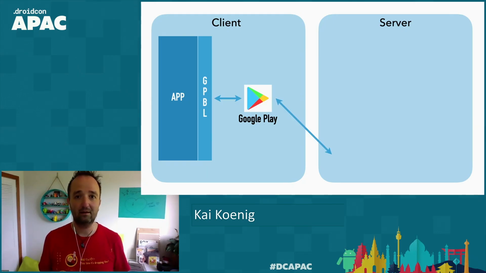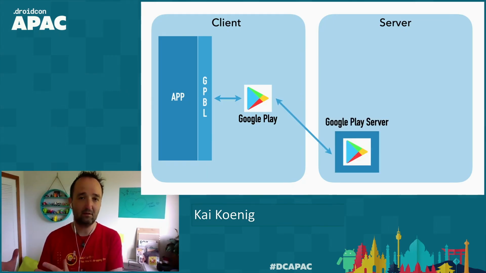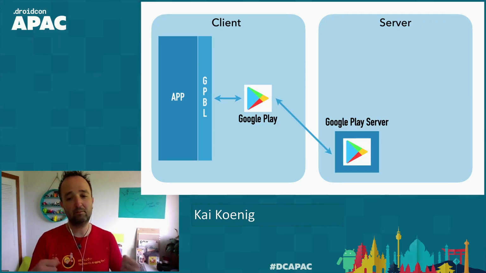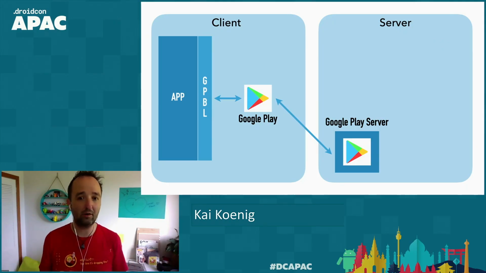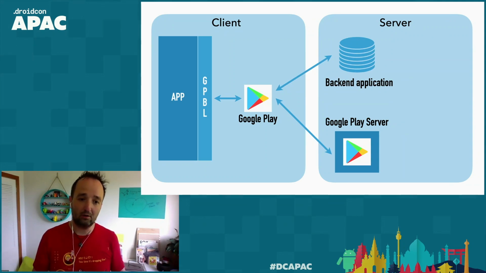Google Play on the client interacts with a backend that Google provides, the Google Play Server. That's the infrastructure that manages app purchases and subscriptions. It's doing all that stuff that happens behind the scenes in the Google Play app for you. But it also communicates with a backend application.